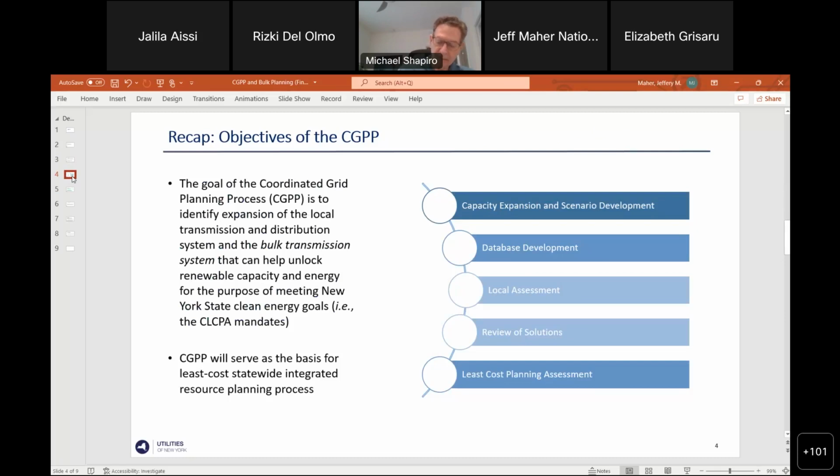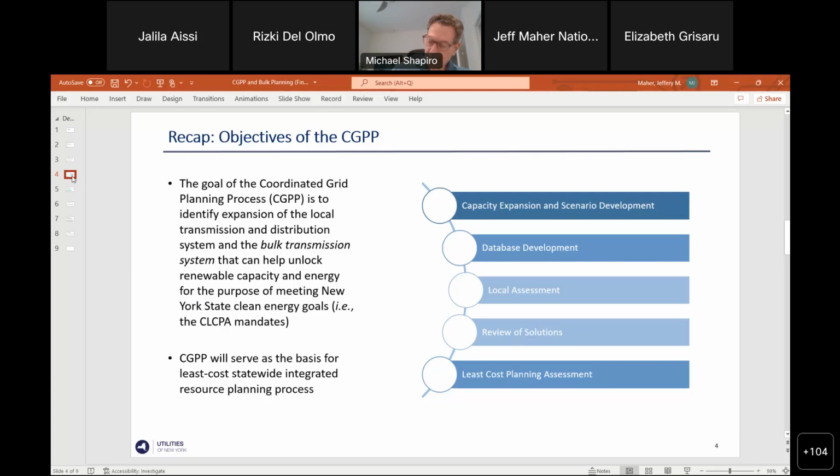So what is CGPP? The goal of the coordinated grid planning process is to identify the expansion of the local transmission and distribution system and the bulk transmission system that can help unlock the renewable capacity and energy for the purpose of meeting the New York State clean energy goals. Right. So this is a new process that we're creating. And again, that's the goal, is to identify where it makes sense to invest in our local transmission, our distribution, and our bulk transmission system to help meet the state's goals. It will serve as the basis for the least cost statewide integrated resource planning process, if people are familiar with that term. And again, the idea here is to look at how transmission and generation all work together to meet the state's goals.